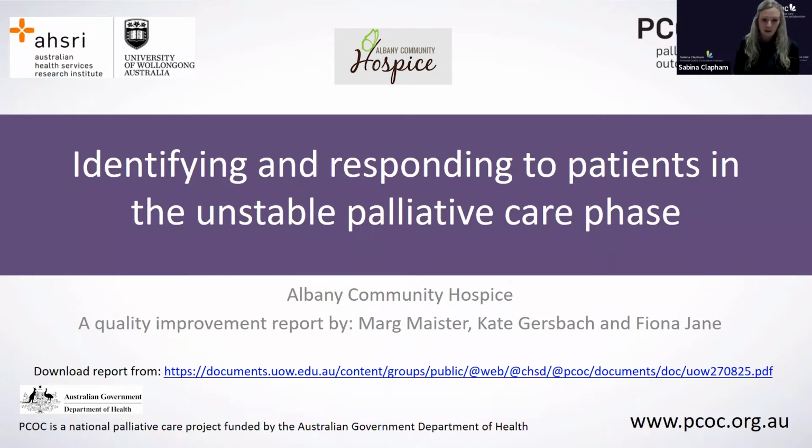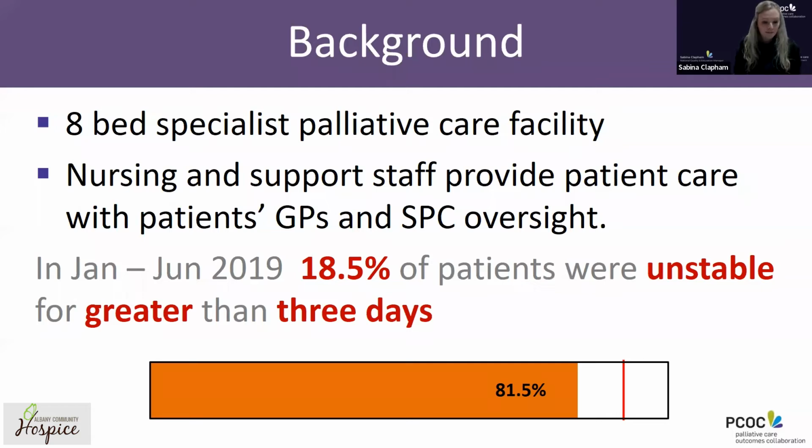On the PCOC website, there's a section of quality improvement reports, and one of them that's there is this report that Fiona Jane has led. This report is called Identifying and Responding to Patients in the Unstable Palliative Care Phase. So I have Fiona here with me, and she's going to explain how this quality improvement project led to improved outcomes. So Fiona, I'll hand over to you to just describe a little bit about the background to this activity.